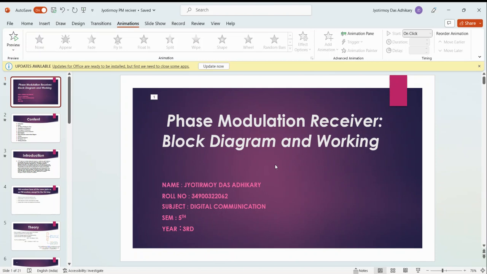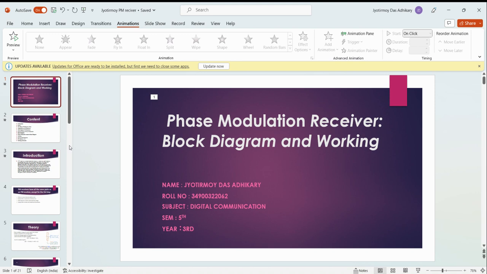So today I will teach the working principle of the phase modulation receiver and block diagram. I am starting now. Phase modulation receiver, block diagram, and working.